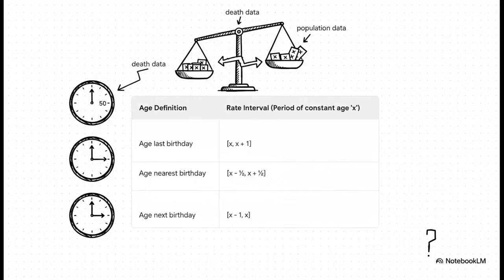I mean, check this out. Age 50 can be defined in at least 3 different ways. Are you counting from someone's last birthday, their nearest birthday, their next birthday? Each of these definitions creates a totally different one-year window or rate interval. And if your death data uses one definition, but your population data uses another, your final numbers won't correspond and your calculation will be garbage.